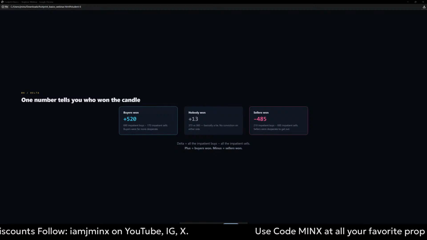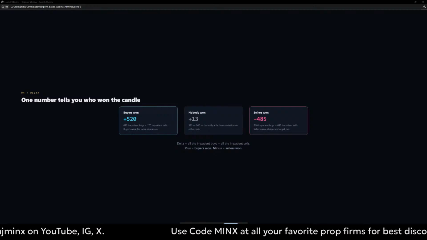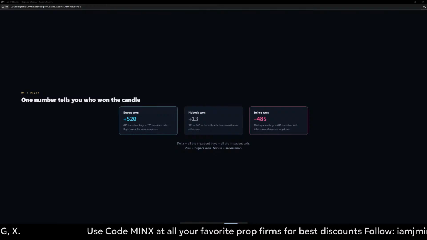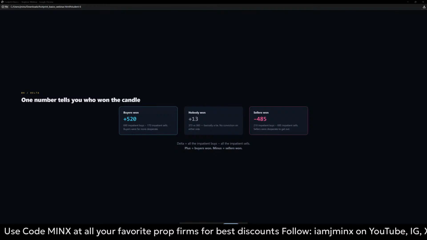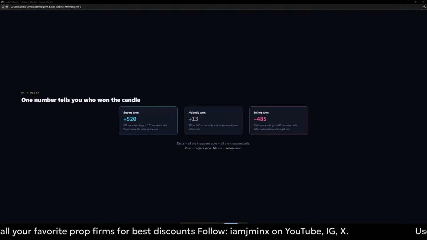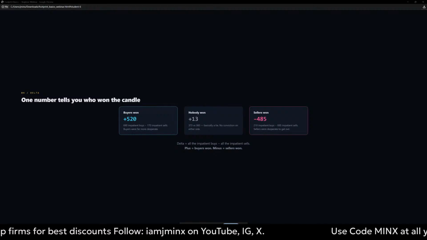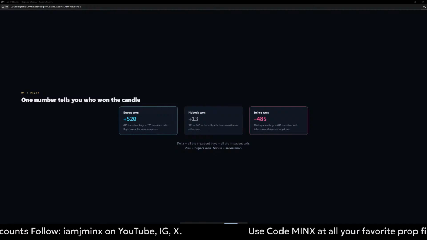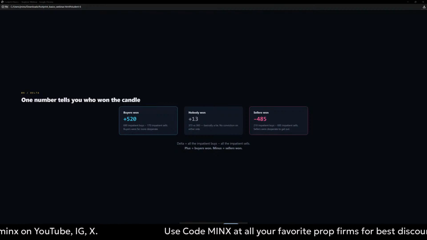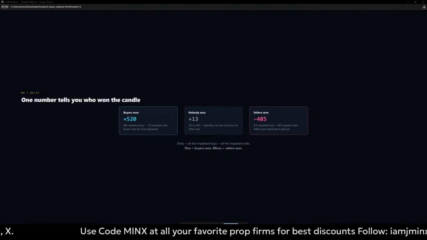So, more impatient buying than selling, delta is positive. Buyers won the candle. More impatient selling, negative, sellers won. Close to zero, nobody won. The market is just breathing. Now, here's why this number is gold.